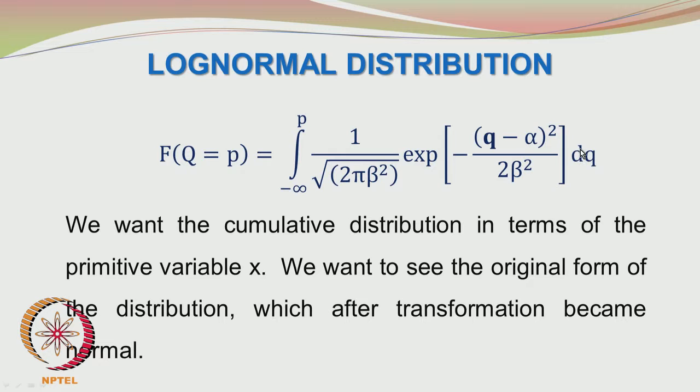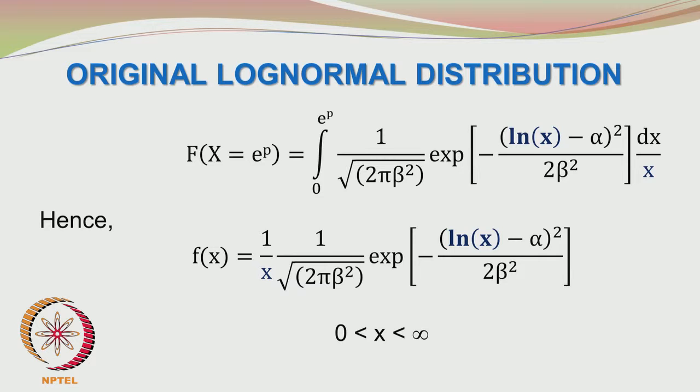When we convert q into x, we have to make sure that the limits are also appropriately changed. When we do that, we see that the lower limit of q, which was minus infinity, has become 0 when we converted it into the x domain. And the value p became e power p when you converted it into the x domain. And instead of q, we have put ln x. And instead of dq, we put dx by x. And this represents the cumulative distribution function in terms of the original random variable x.